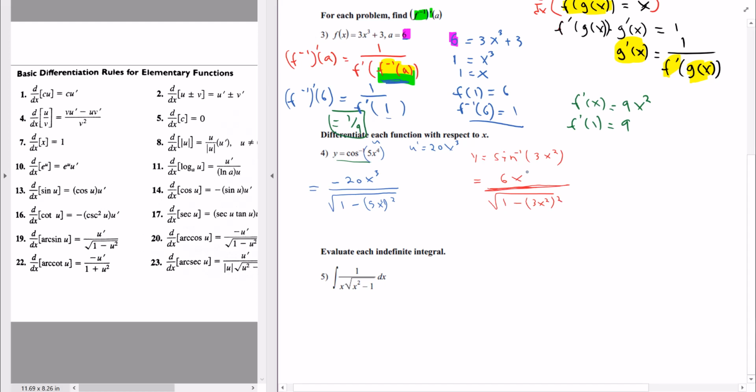And again, it was u prime over 1 minus u squared, square root of 1 minus u squared. That's how we got that.